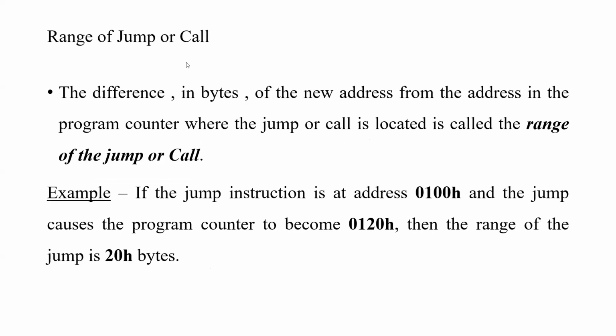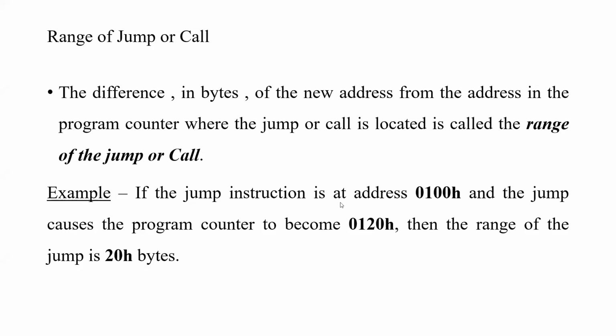Now, what is the range of a jump or call? The difference in bytes of the new address from the address in the program counter where the jump or call is located is called the range of the jump or call. Normally when you make a jump or call, you specify where it has to jump. And what is the range for that jump? And if I specify a call, what is the range for that call? I'll take an example.